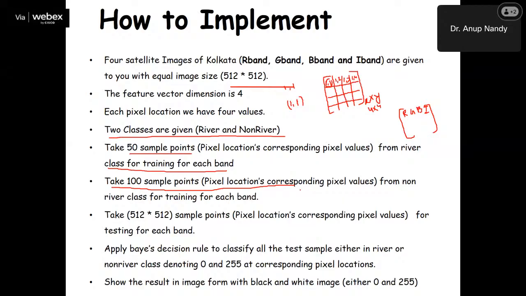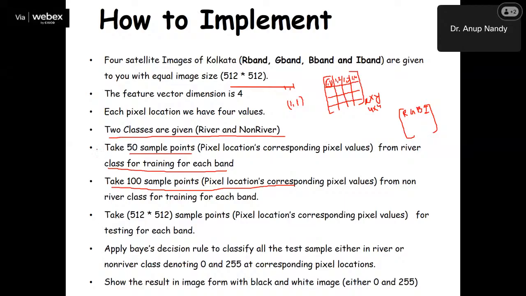So you are going to take 50 training sample points from the river class, and that will repeat for each band. Why will it repeat? Because each image size is the same, 512 into 512, so whatever pixel locations you select will be reflected for the other images also. That will be more clear when I explain further.